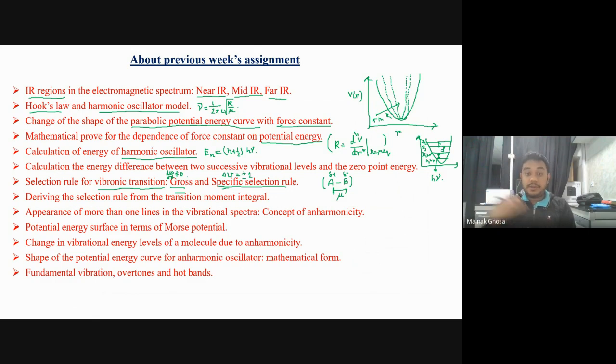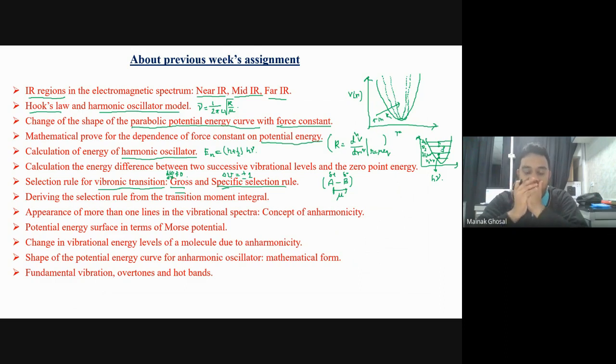But v equals 0 to v equals 2, or v equals 0 to v equals 3, is not allowed. Just like the same thing, v equals 1 to v equals 2 is allowed, but v equals 1 to v equals 3, 4, 5, 6, etc. are not allowed. This is called the harmonic oscillator problem. That means for the harmonic oscillator, the total energy will be n plus half h nu, and the difference will be constant, h nu.